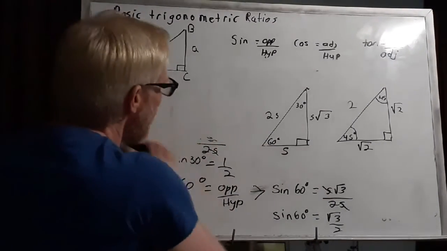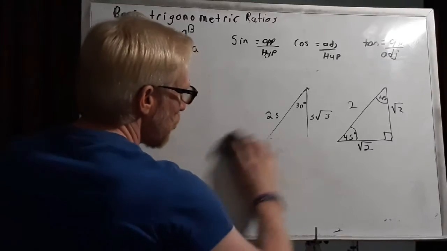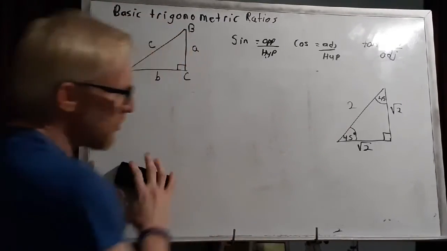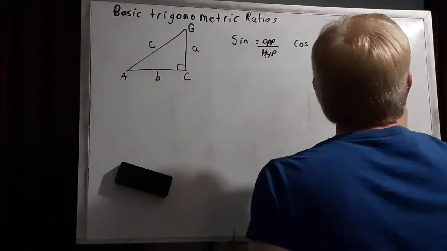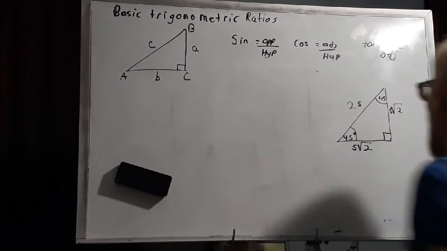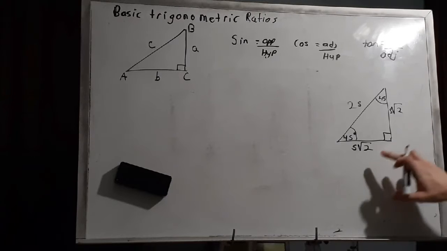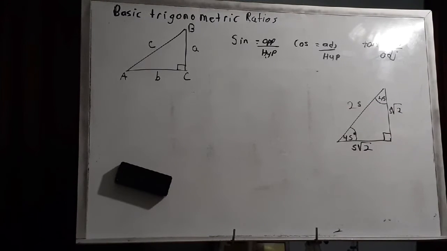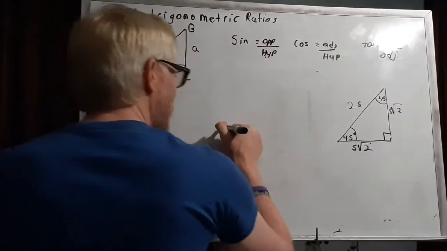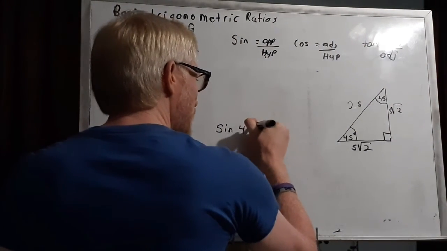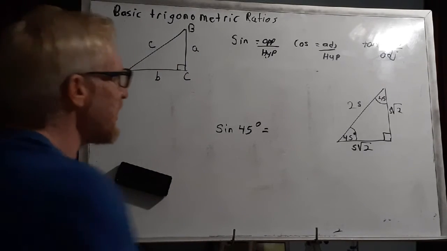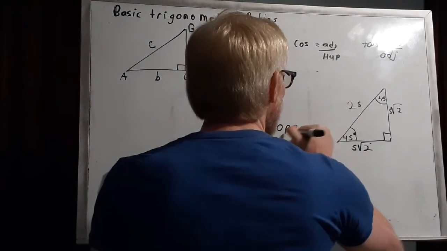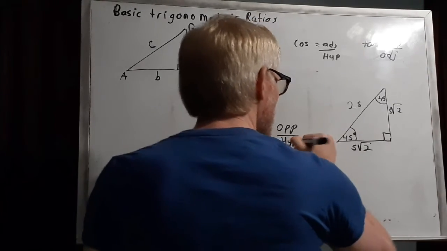Now let's look at the 45, 45, 90 triangle. If you notice, and we'll use S as well, we have S times the square root of 2, S times the square root of 2, and we have 2S. Okay? So what we're going to do is find the sine of 45. So the sine of 45 degrees. Again, sine is opposite over hypotenuse.